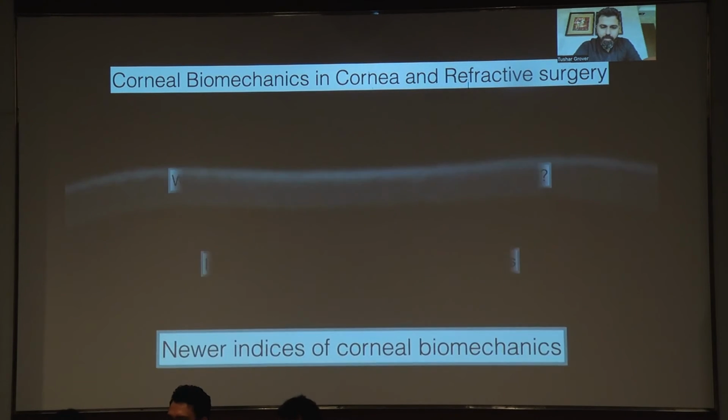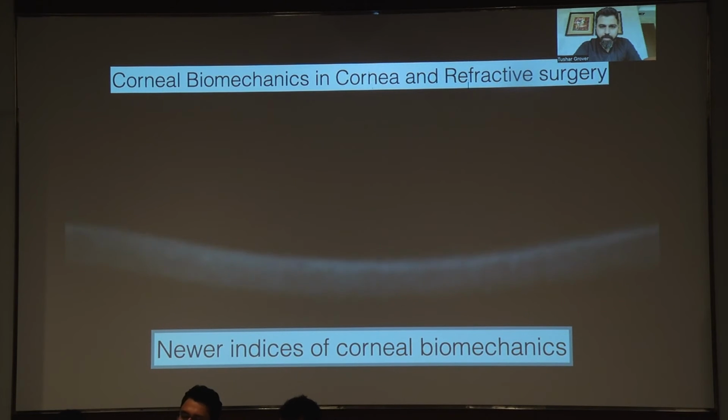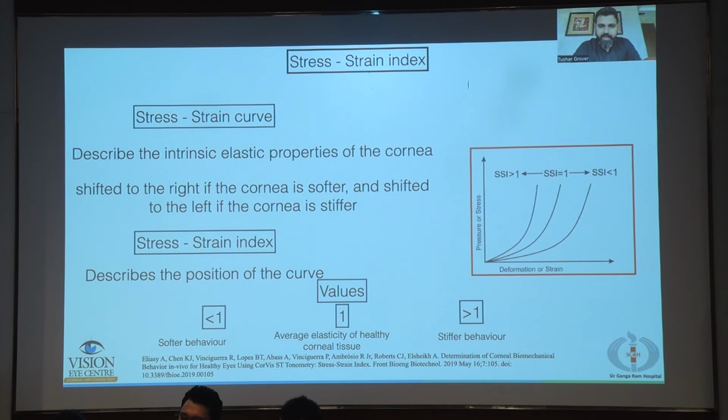Now, I'll talk about some of the newer indices of corneal biomechanics. One of these is the stress strain index. The stress strain curve basically is not very relevant when you look at multiple individuals at one time point. This is relevant when you compare the same eye over different time points. So, if this curve is moving to the left, that means the cornea is becoming stiffer or stronger. Whereas if it is moving to the right, that means the cornea is becoming softer or weaker.